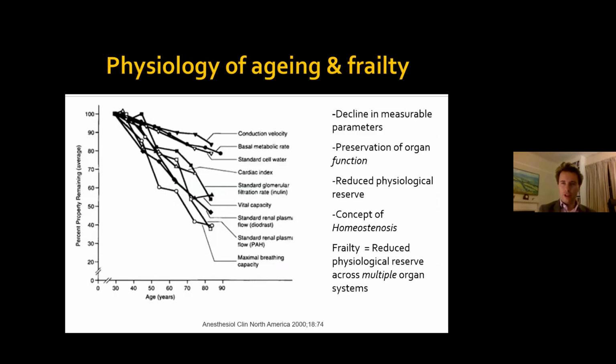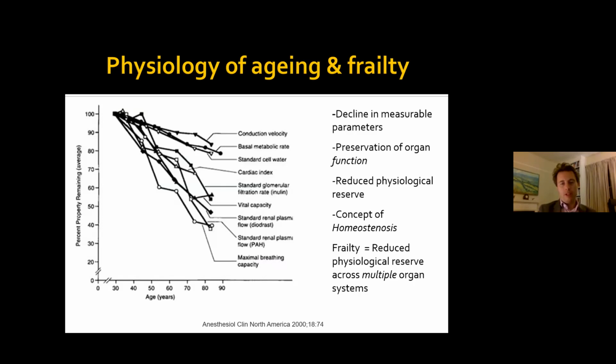But it's not just about comorbidities specifically. The physiology of aging is also really, really important. And this figure here rather nicely collates a number of different parameters of organ function into one particular set of axes. And you can see conduction velocity, metabolic rates, cardiac index, eGFR, vital capacity. So parameters of all the major organs. And what you can see here is the trajectory of decline with advancing age.